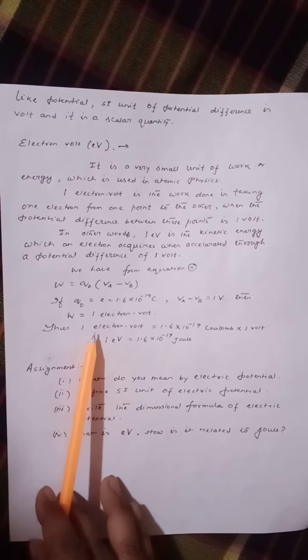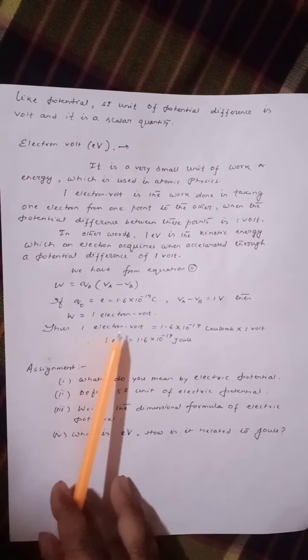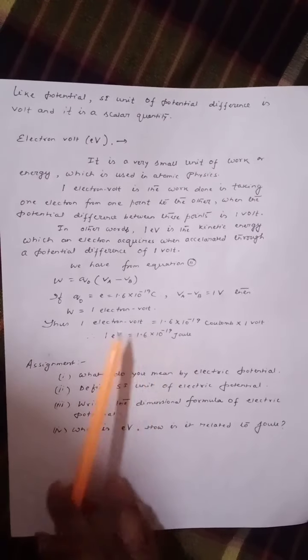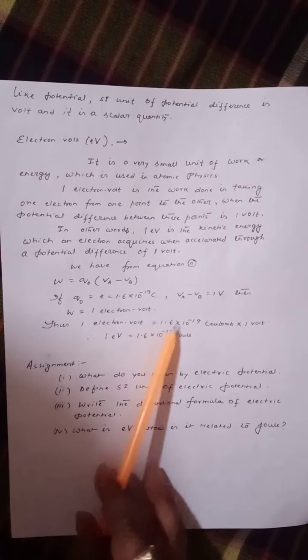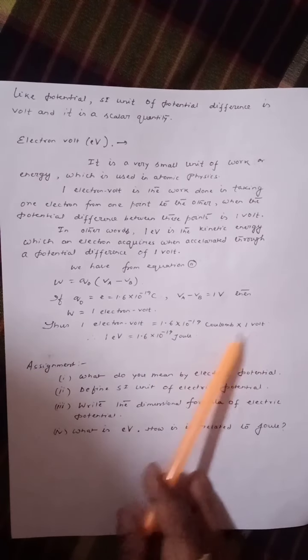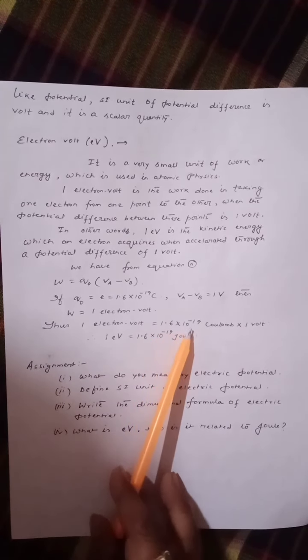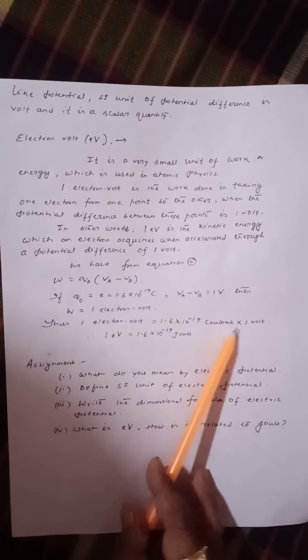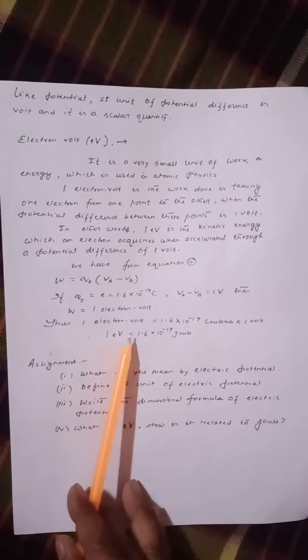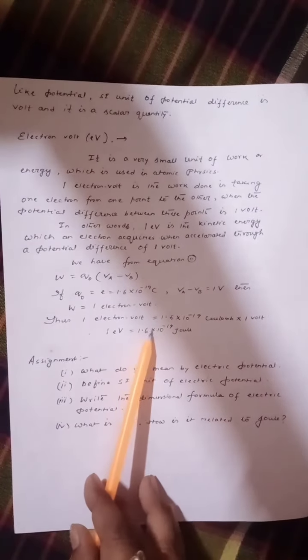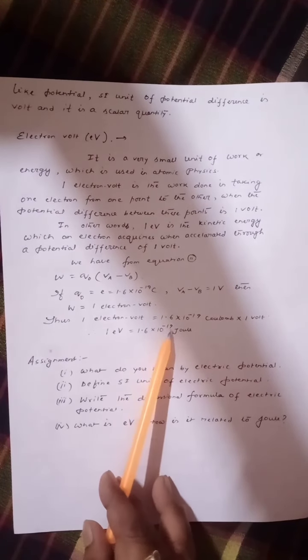Now let us see the relation between electron volt and joule. 1 electron volt is equal to the charge of 1 electron into 1 volt, meaning 1.6 x 10^-19 coulomb into 1 volt. So 1 electron volt equals 1.6 x 10^-19 joule.